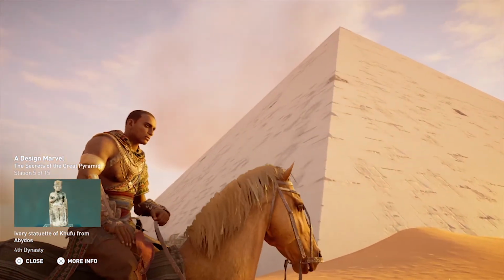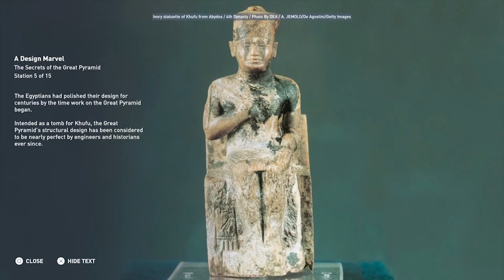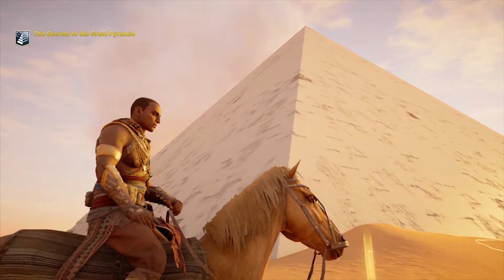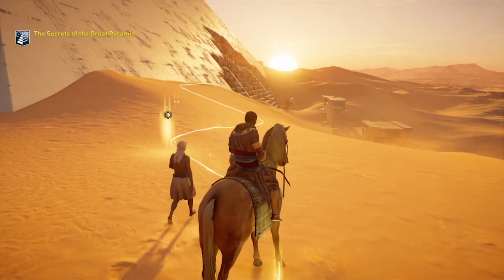The Egyptians had polished their design for centuries by the time work on the Great Pyramid began. Intended as a tomb for Khufu, the Great Pyramid's structural design has been considered to be nearly perfect by engineers and historians ever since.